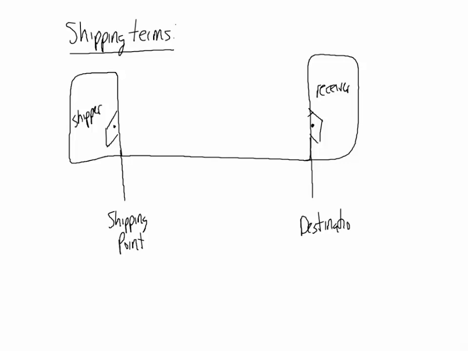There are two ways that items are shipped. I'm putting a truck here, but you can just as easily think about a boat. Also, sometimes things are going to arrive on the boat and then get on a truck and be shipped even more. So here we go, it's going from the shipper to the receiver, in this direction. And the question becomes, once it leaves the doors of the shipper, who owns it while it's in transit? The answer is determined by the shipping terms.